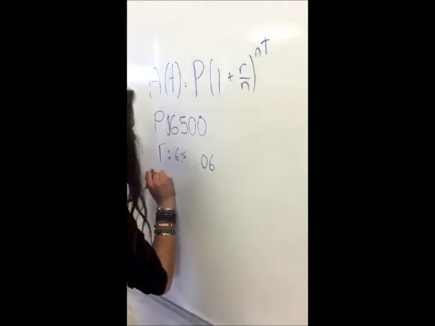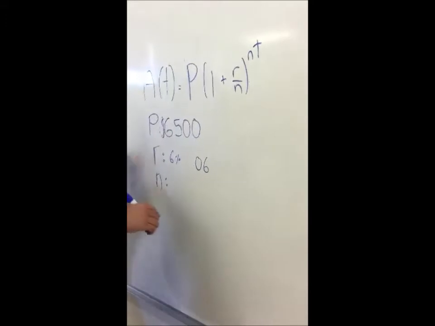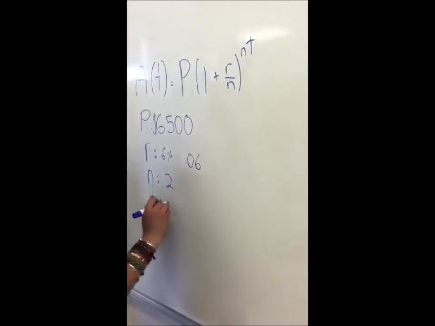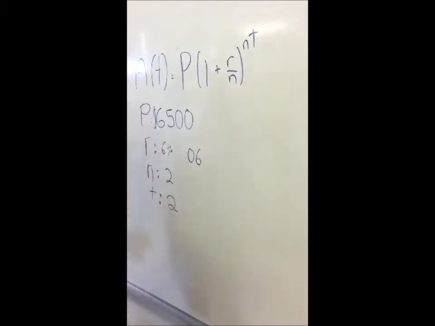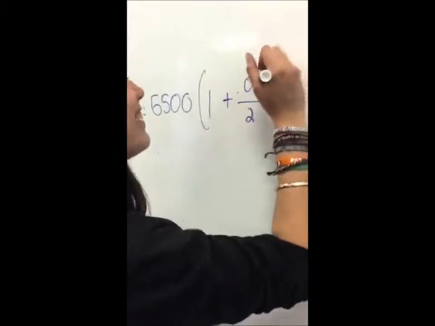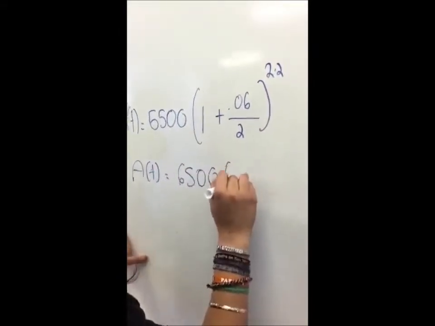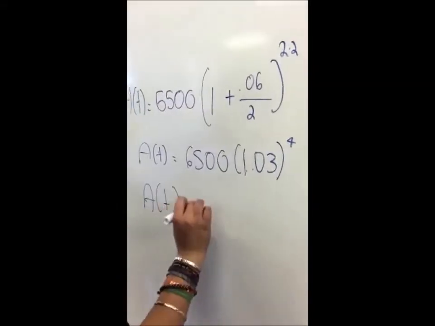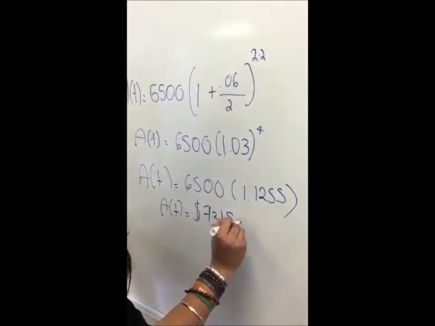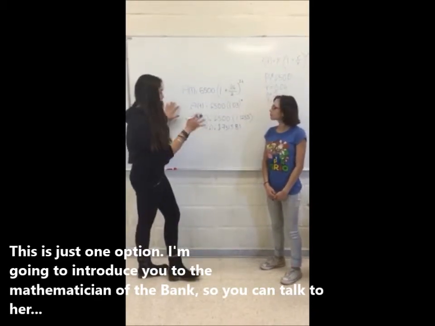Then n stands for the number of times you pay this a year, that's 2, and t, the number of years. Yeah, but this is only just one option. I'm going to introduce you to the implementation of the bank.